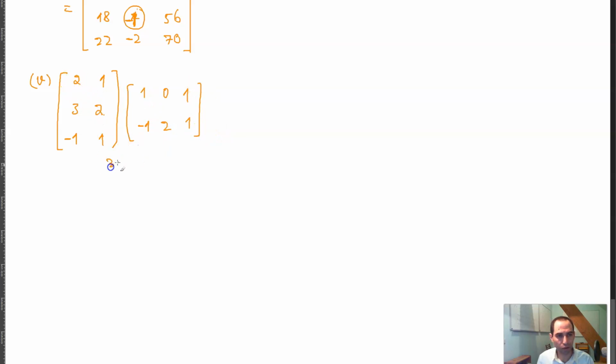That's a 3 by 2 matrix. That's a 2 by 3 matrix, meaning that you get the 3 by 3 matrix. So this row, this column, you'll get 2 times 1 is equal to 2, 1 times negative 1 is equal to negative 1. Then you have basically 2 times 0 is equal to 0, and 1 times 2 is equal to 2. And then you have basically 2 times 1 is equal to 2, and 1 times 1 is equal to 1.